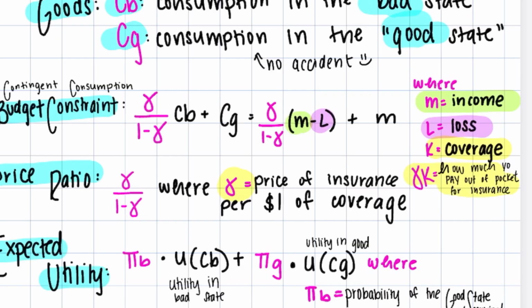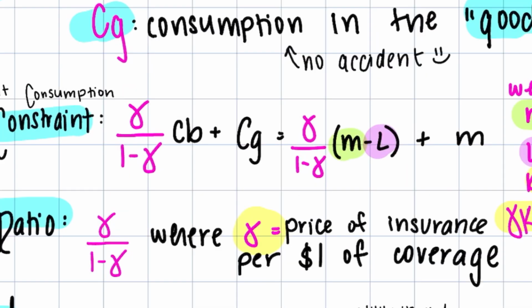Price ratio is just going to be gamma over 1 minus gamma, and we see here that CB is our X1 and CG is our X2. So consumption in the bad is X1 and consumption in the good is our X2.